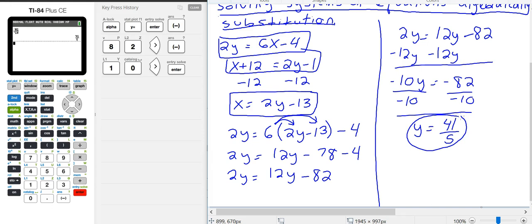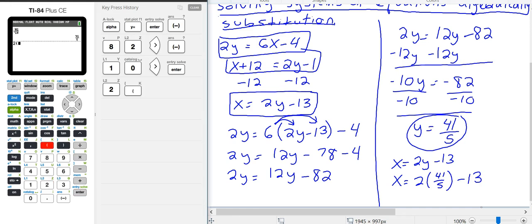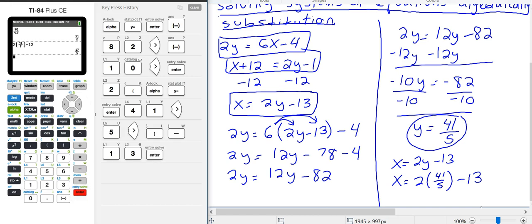Let's solve for the x-coordinate. We know that x is equal to 2y minus 13, and we now have a value for y. So x is equal to 2 times 41 over 5 minus 13, and let's just do this whole thing on the calculator. 2 times 41 over 5 minus 13, enter, 17 over 5. So the point of intersection of these two equations, 2y is equal to 6x minus 4 and x plus 12 is equal to 2y minus 1, is 17 over 5, comma, 41 over 5.